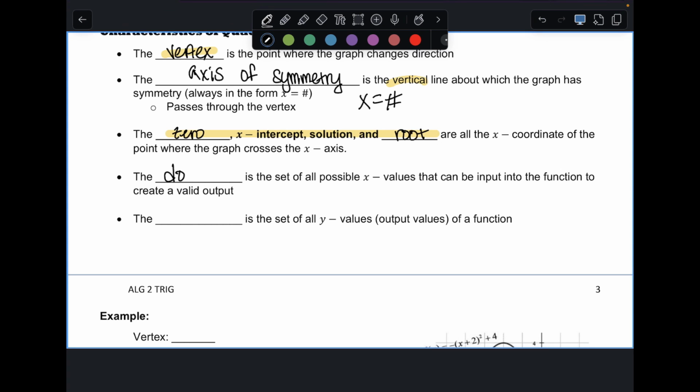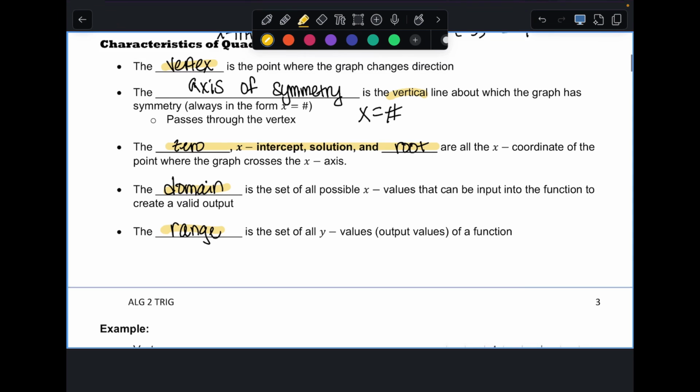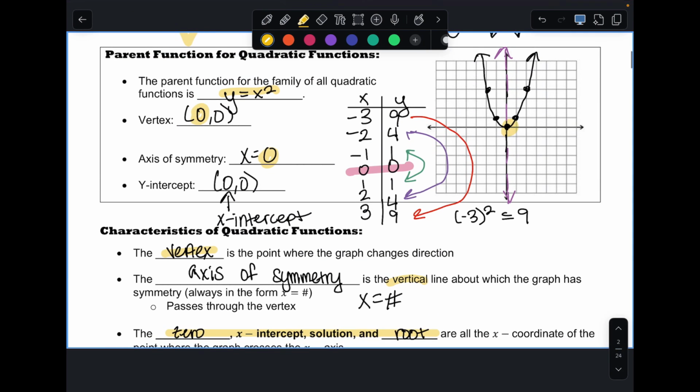Last thing we can talk about, just like with any graph, is domain and range. Domain is the set of all possible x values. Range is the set of all possible y values. Don't flip your page yet. Let's look at domain and range up here.